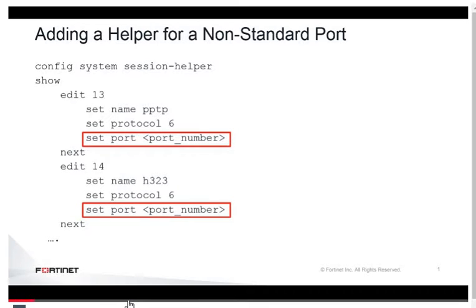There are other protocols that, in some circumstances, also require a session helper. Examples include PPTP, H323, and RSH. You can list the active session helpers by typing the command show after the command config system session helper. The output lists the TCP or UDP port numbers that each session helper is listening to. If one of those protocols is using a different port number, you need to change the FortiGate configuration to match it. You can either change the port number in the existing session helper entry or add a new entry.